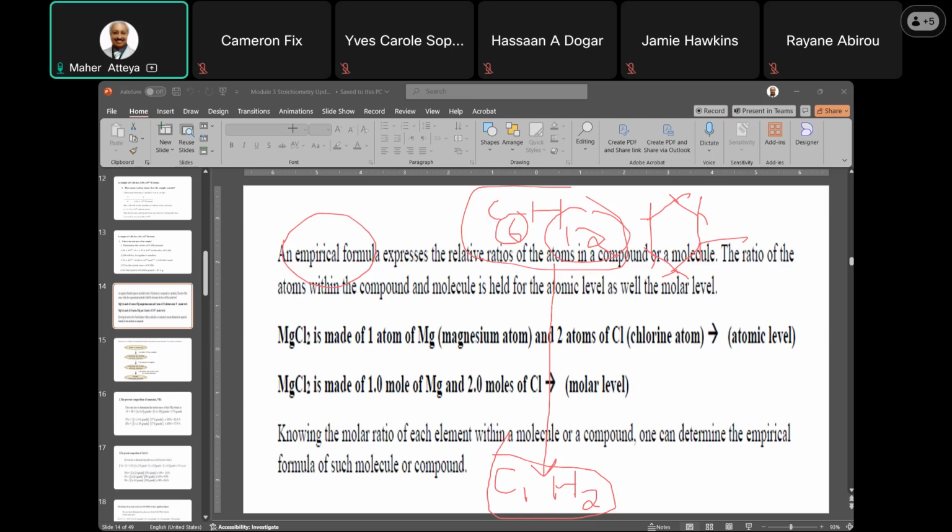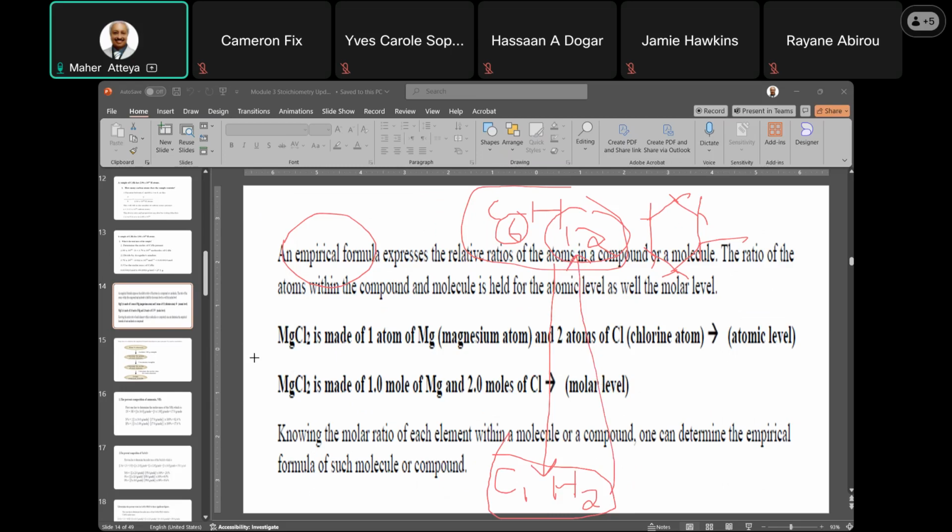So whenever you do some elemental analysis on a compound, you don't know its molar mass, and you don't know the ratio of the elements within this compound. So you can do an experiment, determine the empirical formula, and then from the empirical formula, you can get the actual true ratio between the elements within the molecule or compound, correct? And we'll start looking at how we can determine this empirical formula.